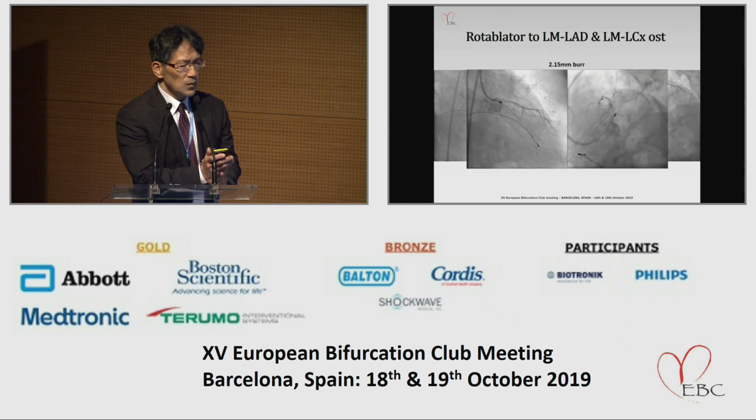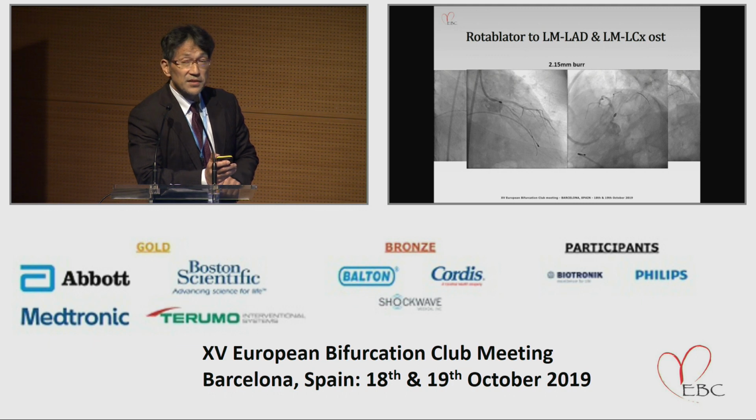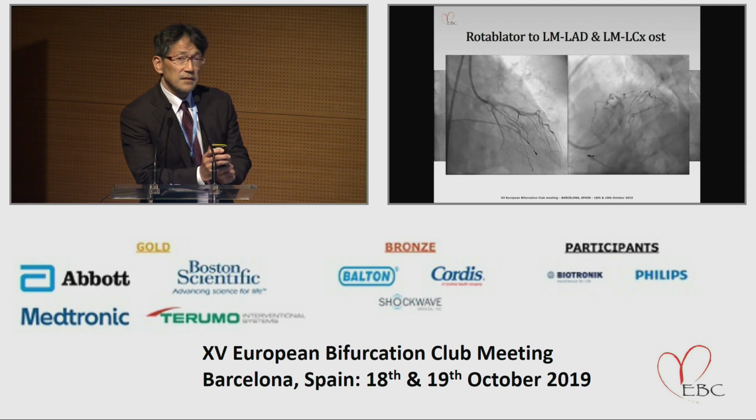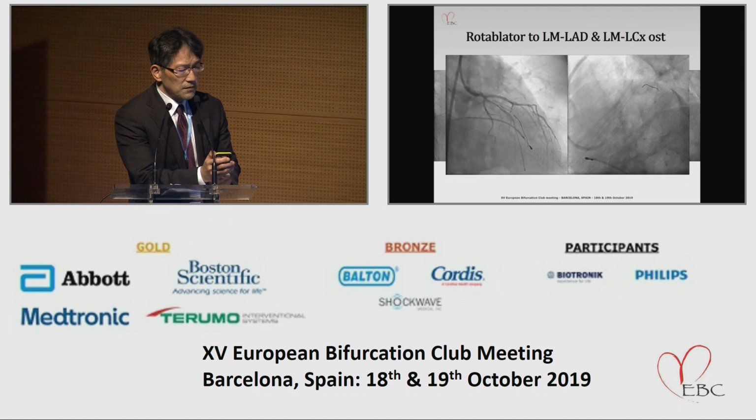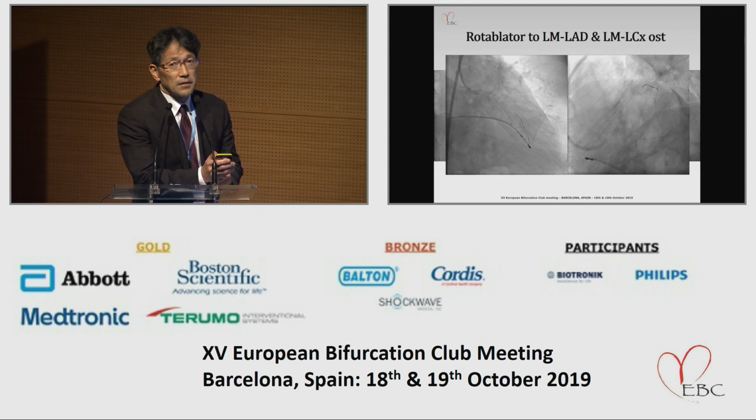And then, using the same burr, we operated just on the ostium of the circumflex like this. And this is the angiogram after the rotablation with the 2.15 into both branches. As you can see, the circumflex is quite good, but in the left main to the LAD, you can see some stenosis remained. So after that, what should we do?